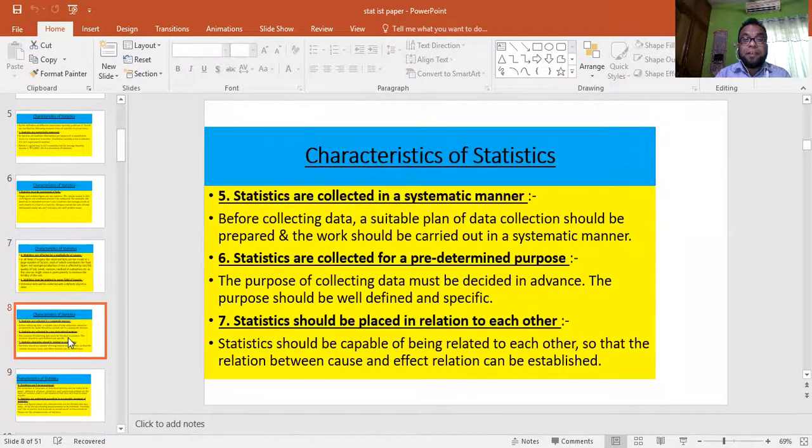Number four, statistics are collected in a systematic manner. Data should be collected in a systematic manner, or a standard formula or standard procedure should be maintained when the data is collected. Number five, statistics are collected for a predetermined purpose. Your purpose should be decided early. Otherwise, you cannot collect the data, you cannot decide the frame, you cannot decide the field, and you cannot allocate your money also. Number six, statistics should be placed in relation to each other. It is already discussed.